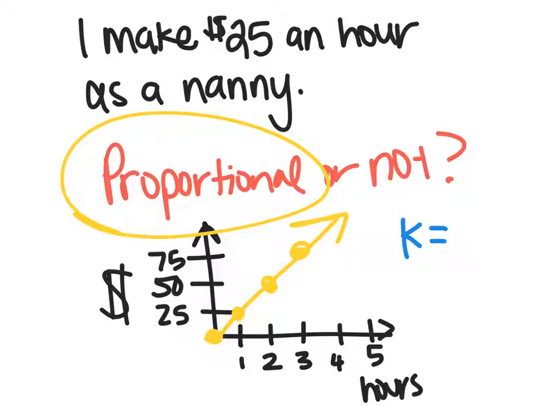My constant of proportionality would be 25, because I multiply 1 by 25 to get my y value. So this is x, this is y. And that means that my equation would be y equals 25x.